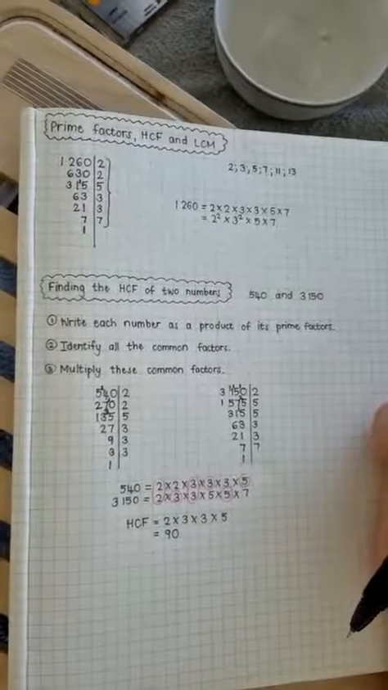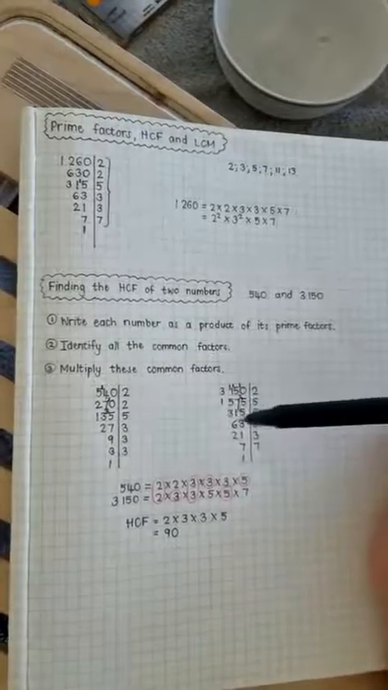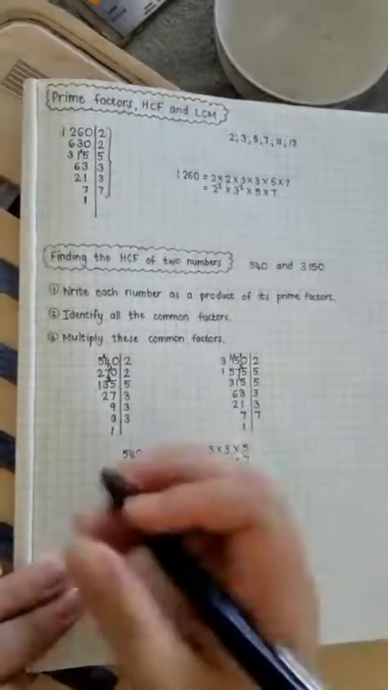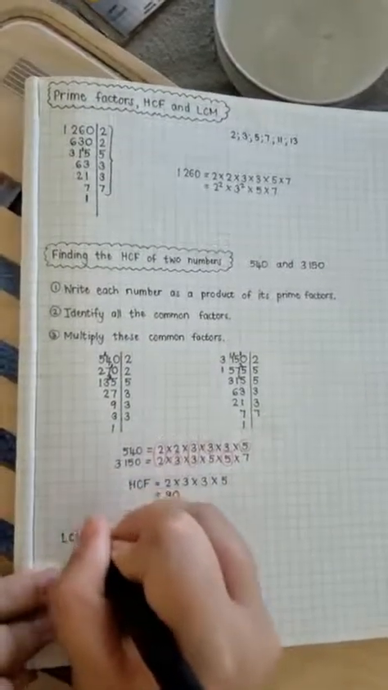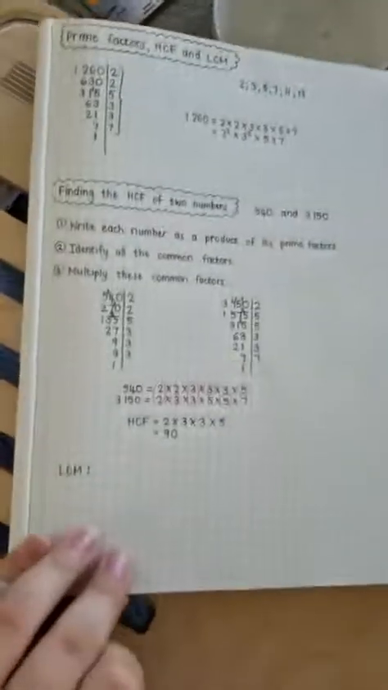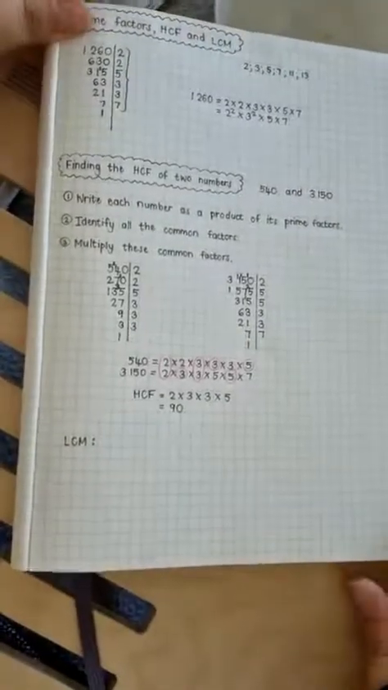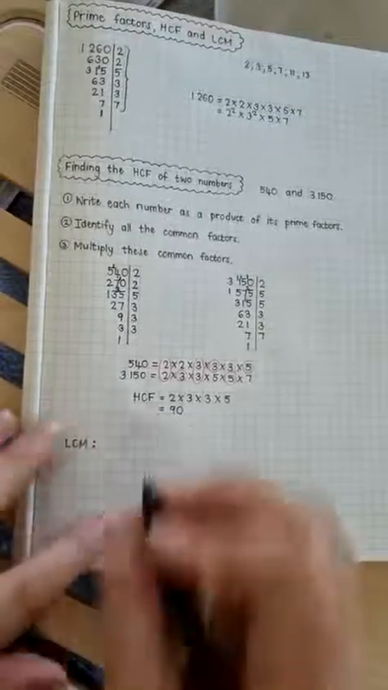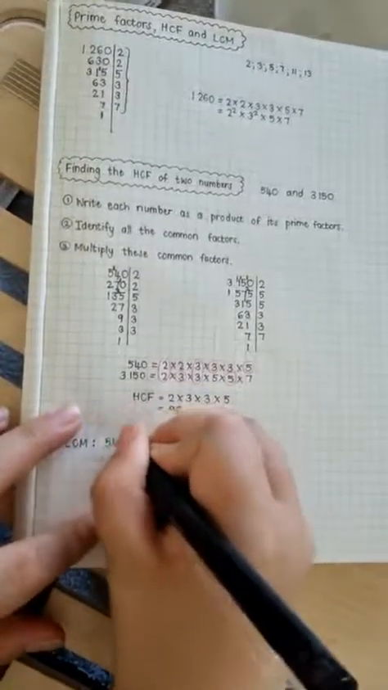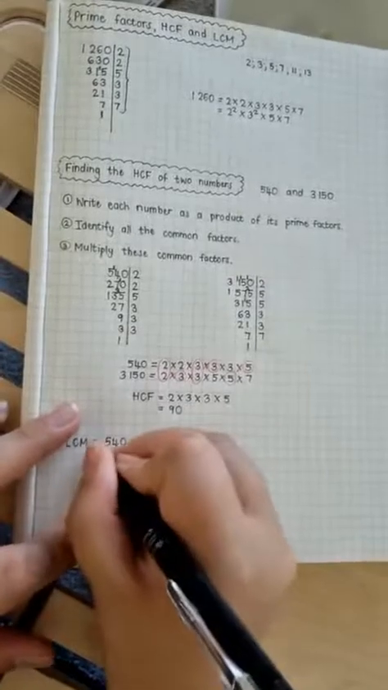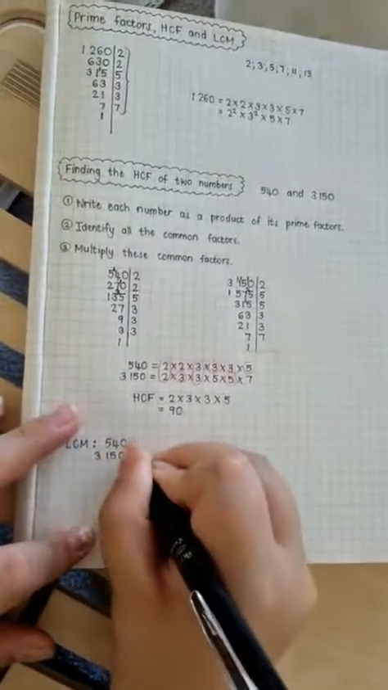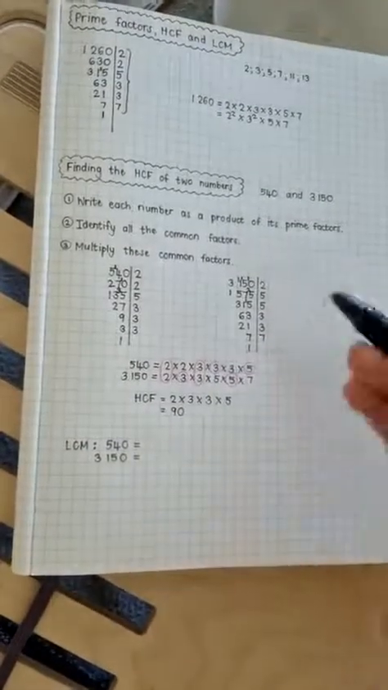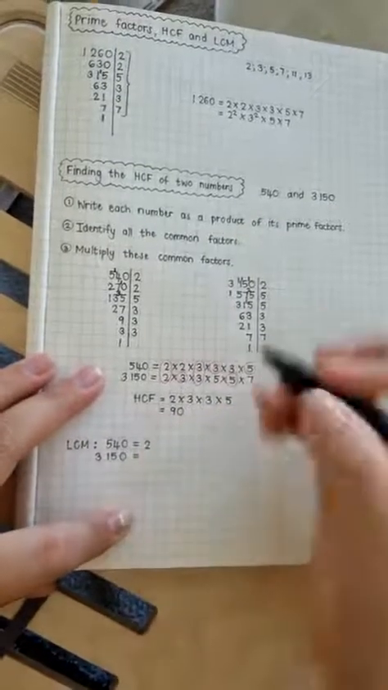The LCM is interesting. We're going to work with these same two numbers, but I'm going to write down the factors slightly differently. Okay, so I'm just going to write here LCM. And this is normally the one that people struggle with, that people don't know which numbers to make a part of the LCM. So I am again just going to write here 540. Your first step will be the same. You will again have to write the numbers as a product of their prime factors. But now when you list these factors, you have to list them underneath each other.